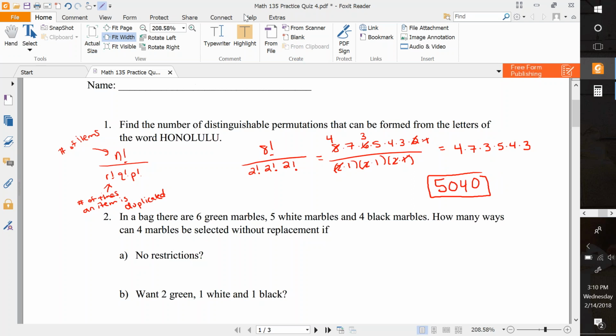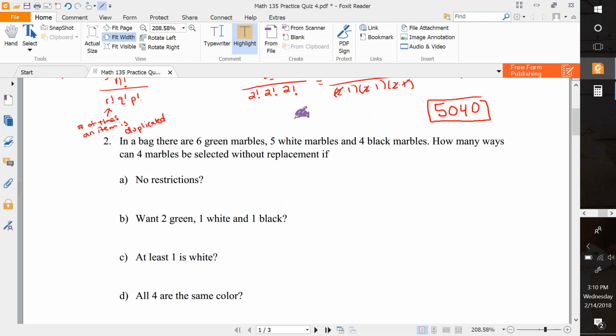Okay, looking at number 2. We get that the setup is that we have in a bag 6 green marbles, 5 white marbles, and 4 black marbles. How many ways can 4 marbles be selected without replacement? So that means we are keeping each marble as we get it if there are no restrictions.